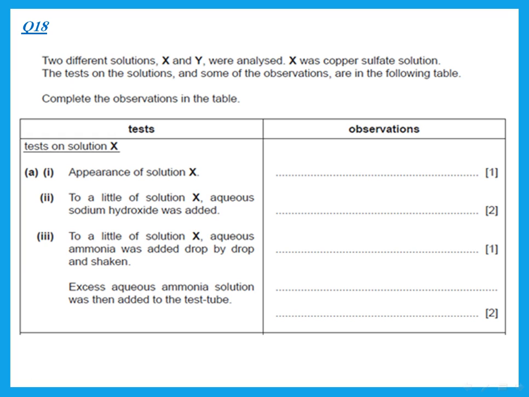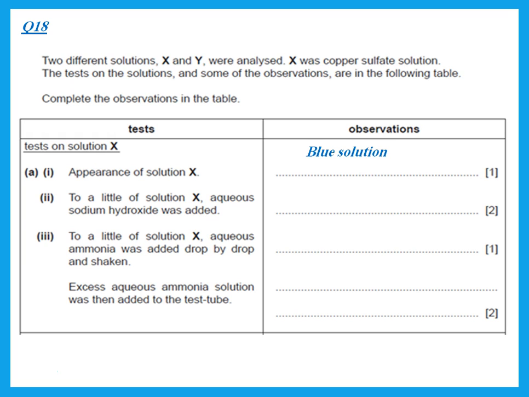This question says two different solutions, X and Y, are analyzed, and he's telling me that X is copper sulfate solution. So, appearance of solution X. You should know what is the color of copper sulfate solution. Copper sulfate solution is blue. You have to know that.